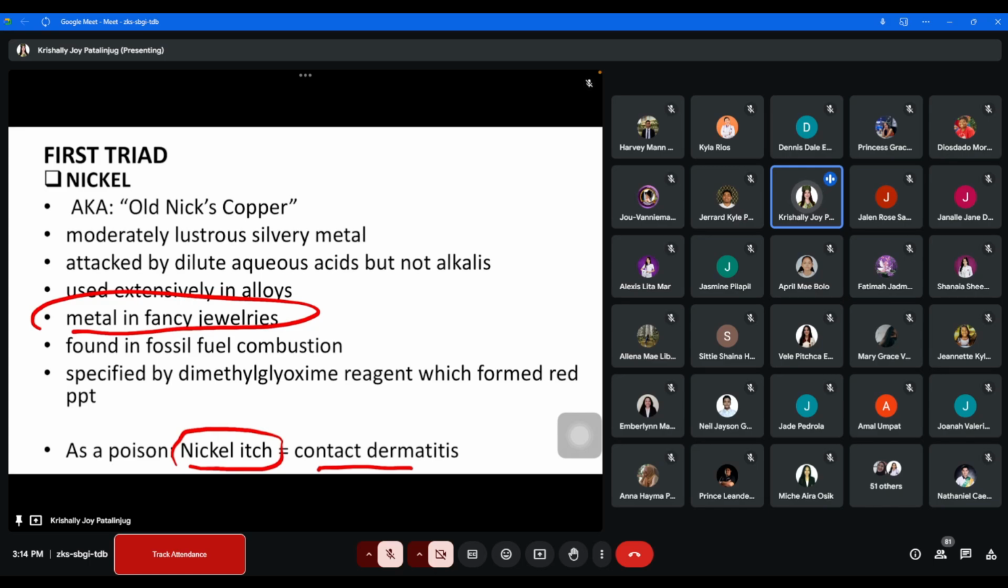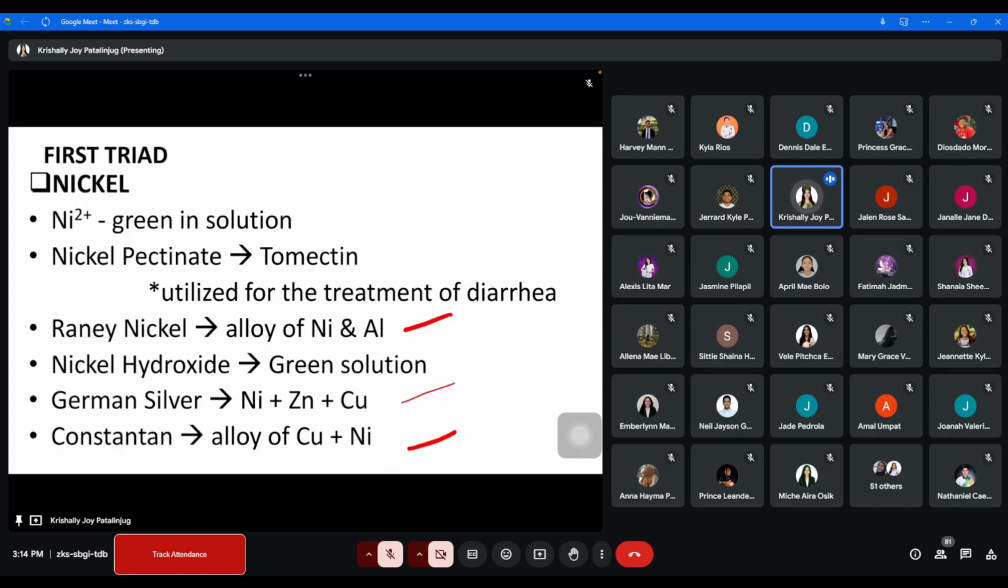These are alloys. So majority sa nasa slides, alloys containing nickel. So alloy nickel with aluminum, Raney nickel. Kapag may zinc, copper, ang nickel, German silver. Alloy copper and nickel, constantan. Okay, kindly add sa inyong notes.